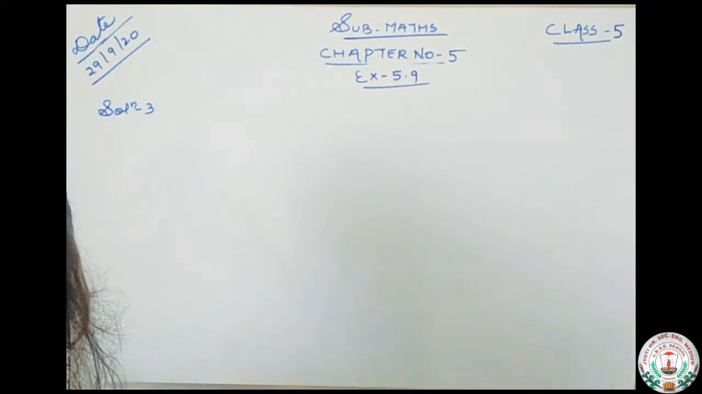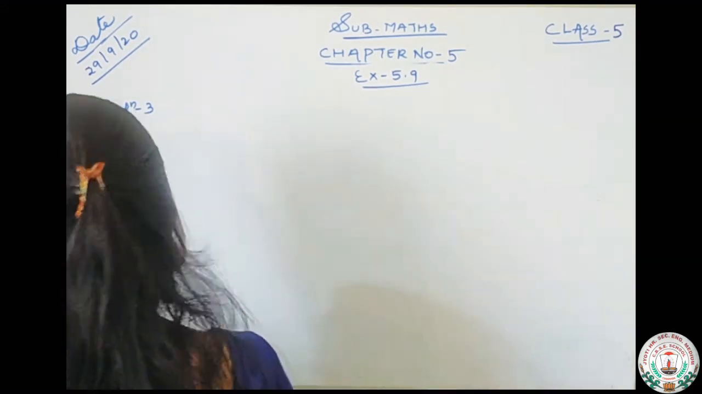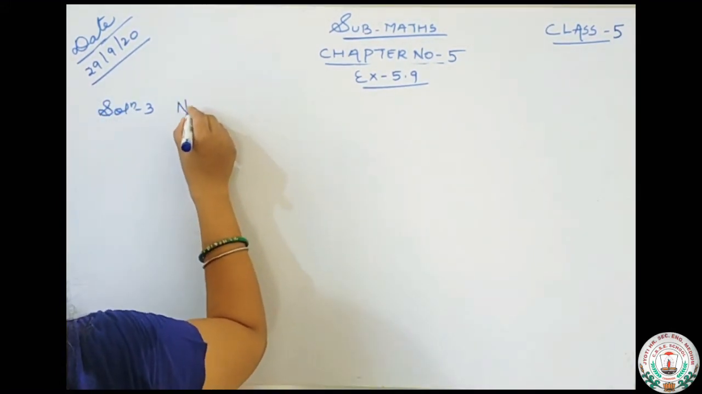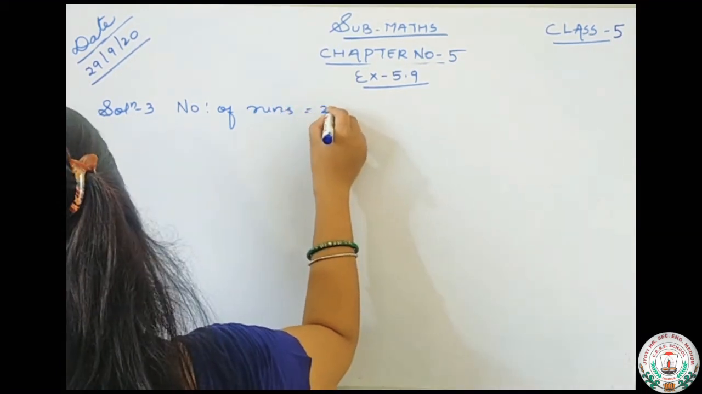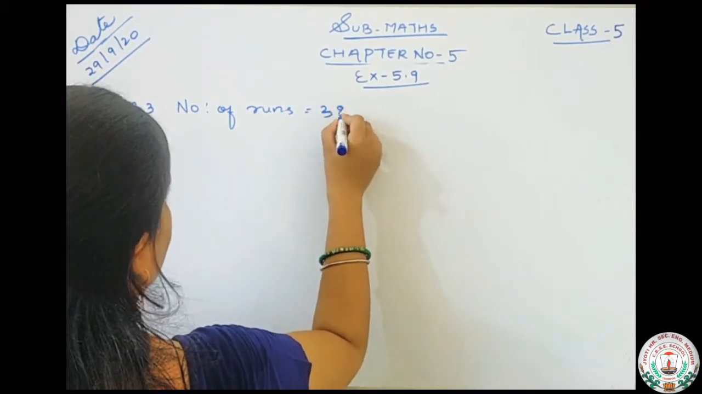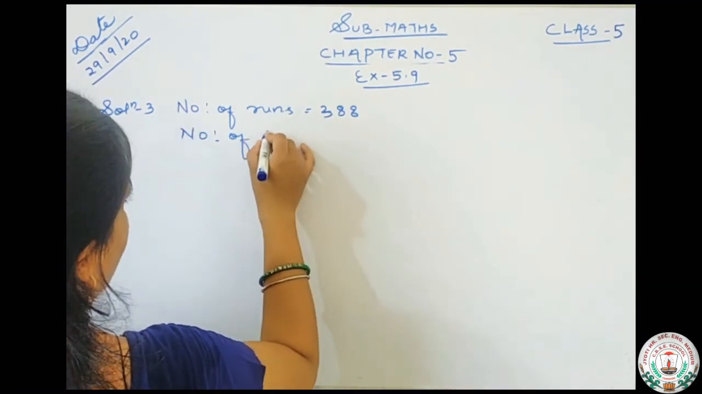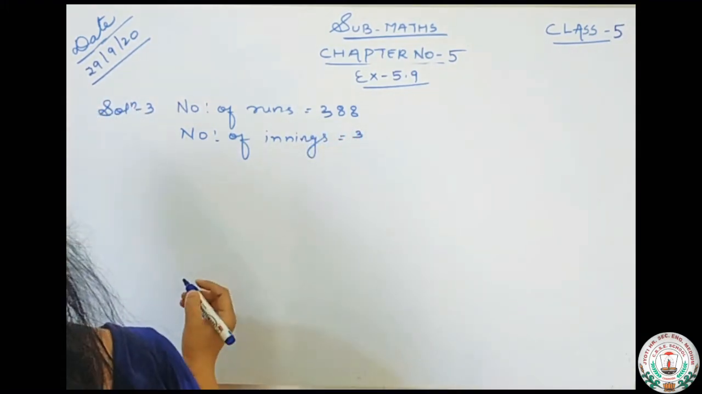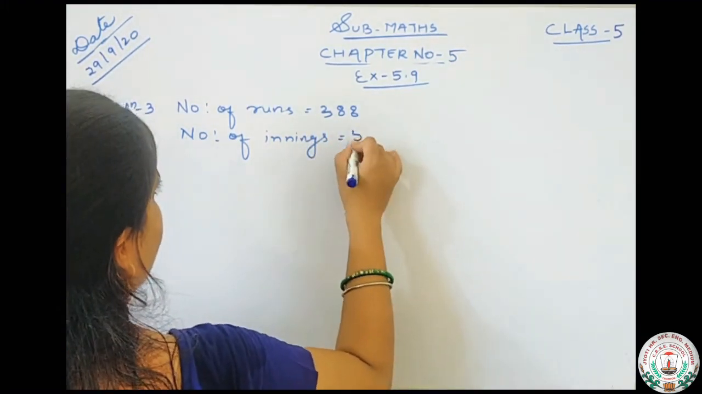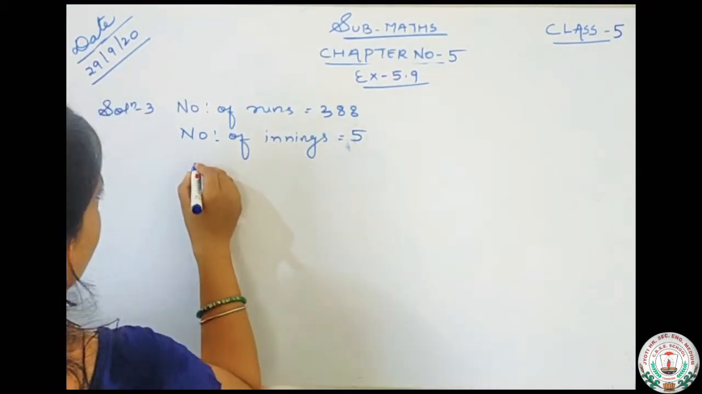Question number 3 is: a batsman scored 388 runs in 5 innings. So number of runs is equal to 388. And in how many innings? Number of innings is equal to 5. What do you have to find out? Average score per inning.